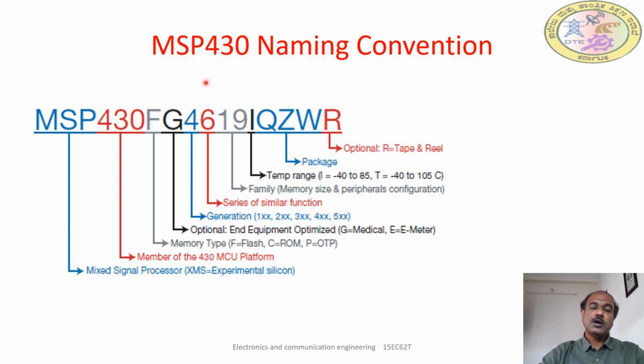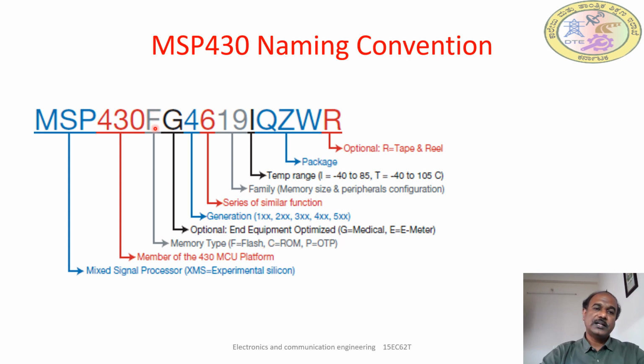Now, how are we going to name these MSP430 microcontrollers? If I take any MSP430 IC, its name may look like this. In that case, MSP stands for mixed signal processor. Then 430 indicates that it is one of the members of the 430 microcontroller platform, which is designed by Texas Instruments. Then after the 430, the first letter: sometimes it will be F, sometimes C, sometimes P.